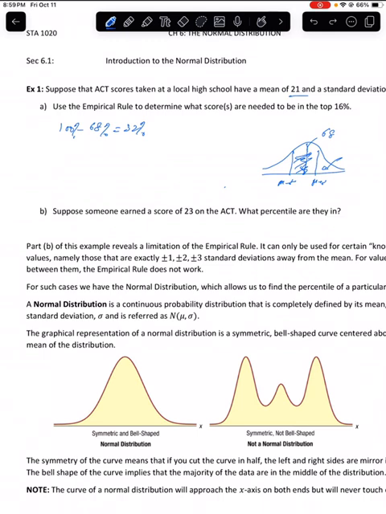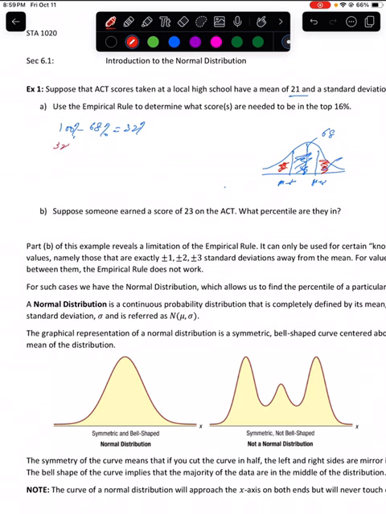So we want the area just to the right side. The 32% is the combination of these two areas. But because of symmetry, the areas are the same. So I take 32% and divide by 2, which gives us 16%. So this area is 16%.